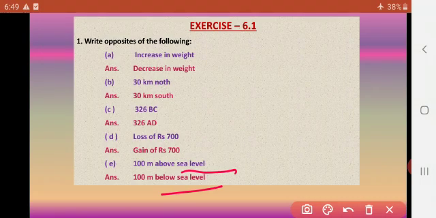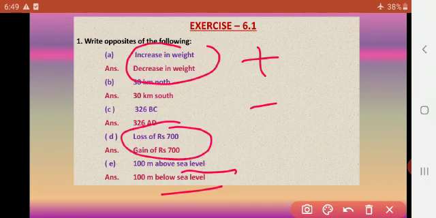Okay, why are we learning all these opposites? Because the opposite of plus will be minus and the opposite of minus will be plus. The positive will be negative and negative will be positive. That is why we are learning like that. Here, in the case of loss of 700 and gain of 700, the loss of 700 is a negative thing because we have lost 700 rupees, whereas gain of 700 we can say is a positive thing. So that is what we mean by negative and positive.